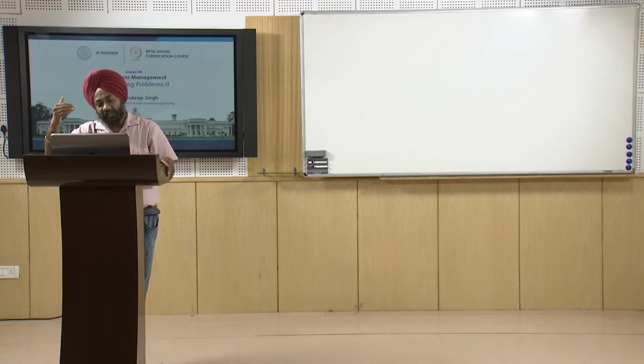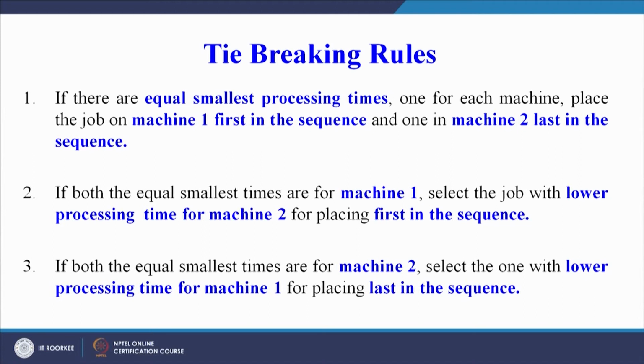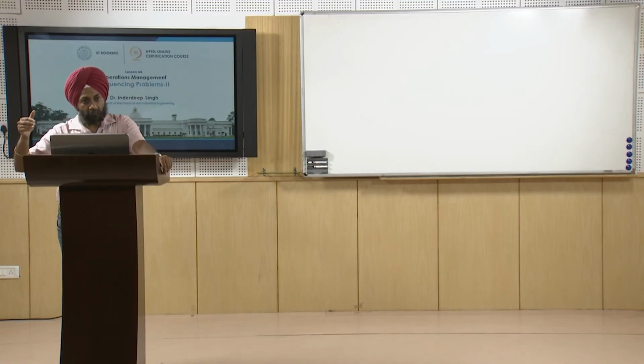8 is less as compared to 10. So we will schedule this job which has processing time on machine 1 as 3 hours and processing time on machine 2 as 8 hours, we will sequence it first. So again I am reading point 2, that is tie breaking. If both the equal smallest times are for machine 1, that is in column 1, select the job with lower shortest processing time, that was 8 in my example, for machine 2 for placing first in the sequence. So in machine 2, 8 was minimum, so the job corresponding to 8 we will sequence first.